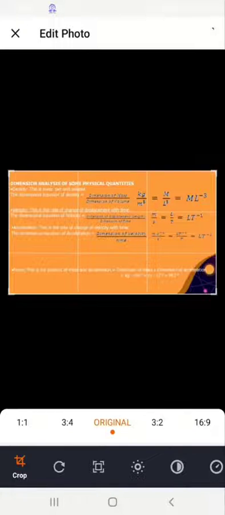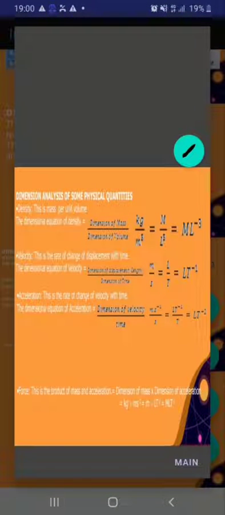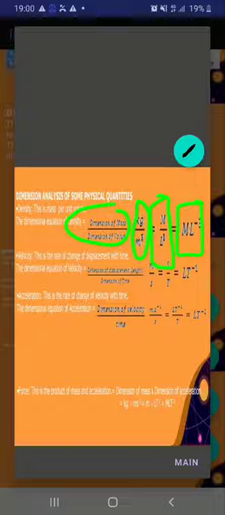Let's take for instance, density is the mass per unit volume. That is dimension of mass over dimension of what? Volume. So that definitely gives you kg over m cubed, which is also translated into M over L cubed, and simply in its index form can be written as ML raised to the power minus 3.